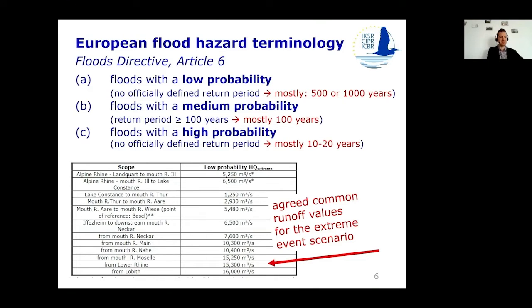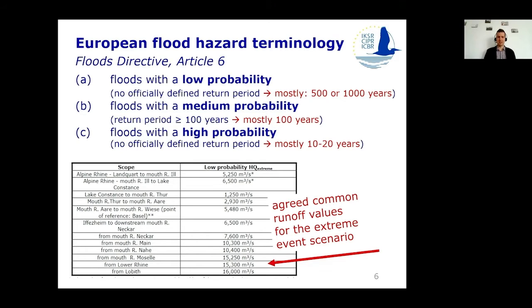But now let's move on to flooding. And before I do so, I would like to give you some insights into flood hazard terminology in Europe, because there is a directive and a topic, and there are actually 3 scenarios all over Europe. Let's start with the medium probability scenario, which has a return period of once in 100 years.